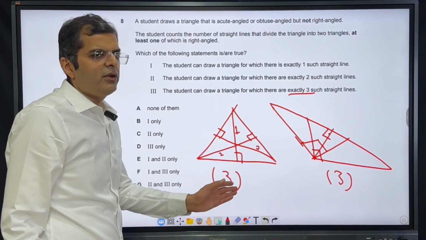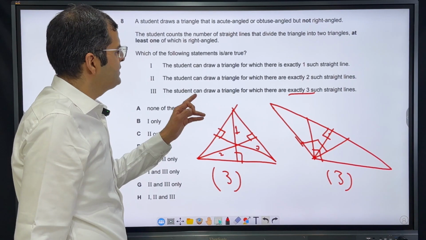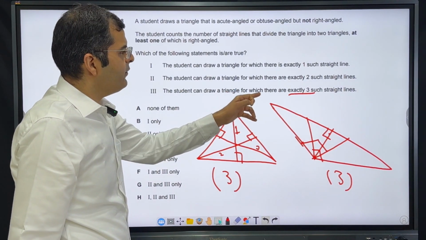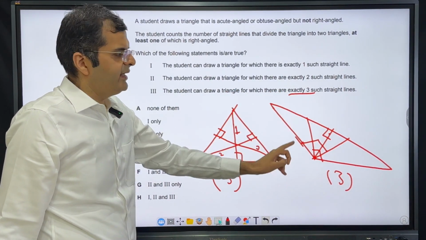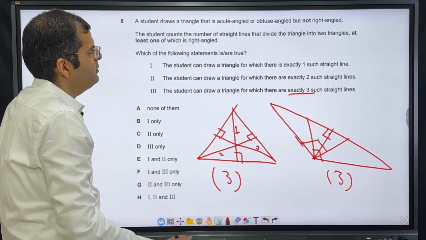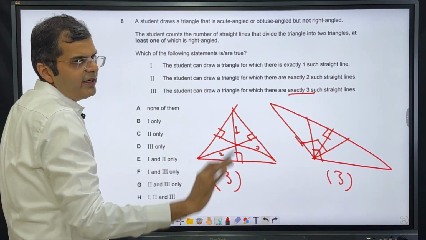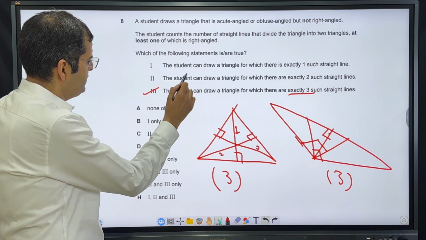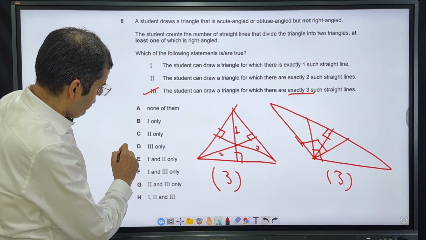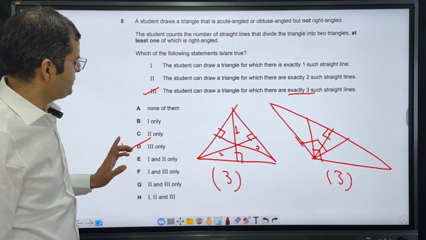So whether I make an acute or obtuse triangle, in both cases the student can draw a triangle for which there are exactly 3 such straight lines, which will divide this triangle into two triangles, at least one of which is a right angle triangle. So answer option 3 is the correct answer, which is option D. Option D is the right answer.